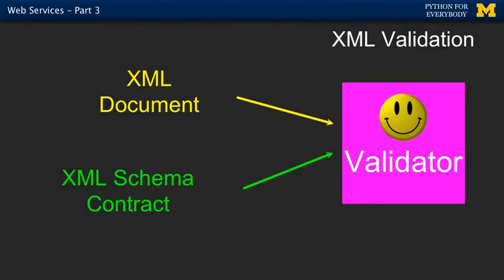And so XML validation is the act of taking a document and a schema contract, which itself is also an XML document, and then sending it to the validator. We're not going to spend a lot of time with this, but it's an important concept to imagine and understand how contracts between cooperating applications have to be developed.